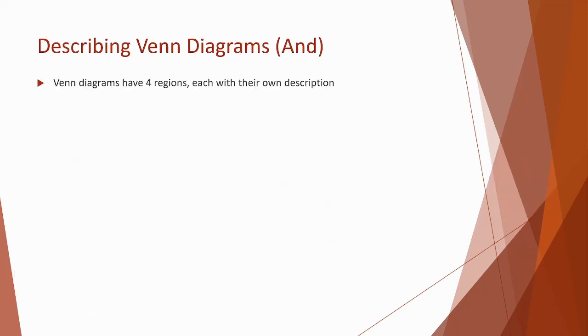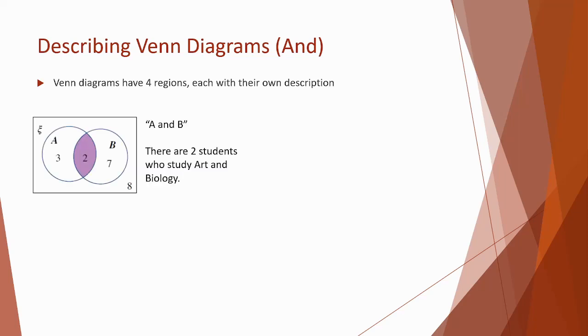Now, when we're looking at probabilities, we usually use a couple of different operators when trying to look at a Venn diagram. One of the operators is the AND operator. Let's have a look at a couple of the different regions using that operator. The one that we've already used before is the center region, and that is event A and event B. In this case, it was the 2 students who studied art and biology.